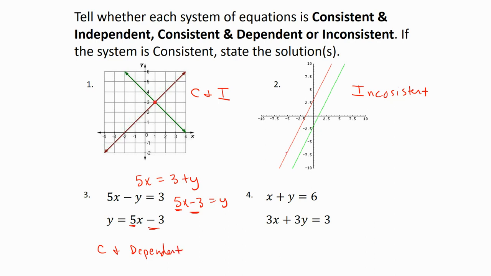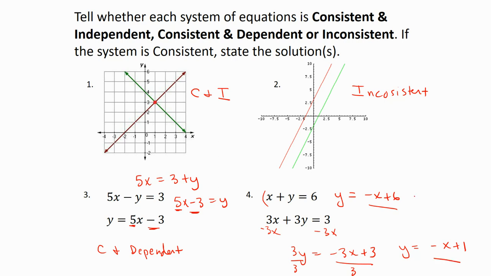The lines would coincide. This one, let's just get them into slope-intercept form. Y equals negative x plus 6. This, I'd have to subtract 3x on both sides. So you have 3y equals negative 3x plus 3. Divide both sides by 3, and we get y equals negative x plus 1. Negative 3 divided by 3 is negative 1. And so we compare, we have the same slope, but different y-intercepts. So these would be parallel lines. It's just like this situation. Inconsistent, and there's no solution.